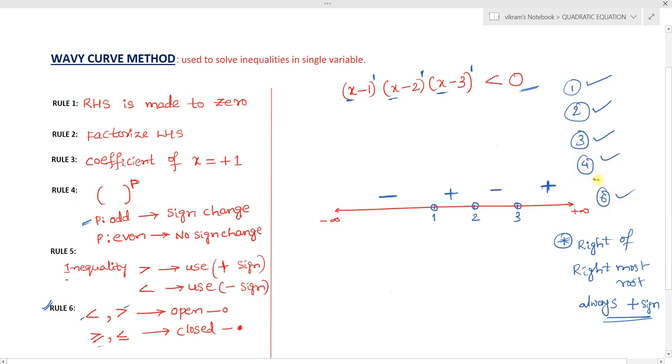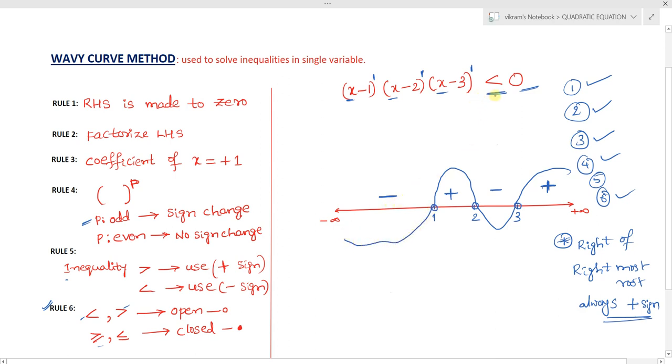And what is the rule 5? Now we need to check for the rule 5. The inequality, if it is greater than, the solution is in the range of plus sign. If it is less than, we need to check for the solution of negative sign. So here the inequality is negative, so that means what is our required solution? Now I am drawing over here. It is positive, positive we are obtaining up to 3, and 2 to 3 negative, and again 2 to 1 positive, and again it is negative, okay.